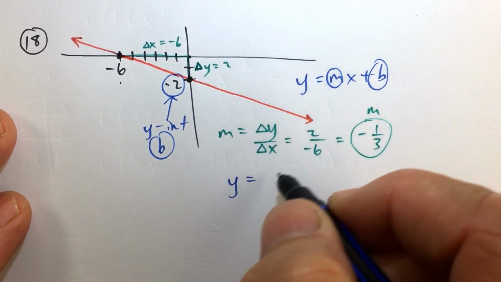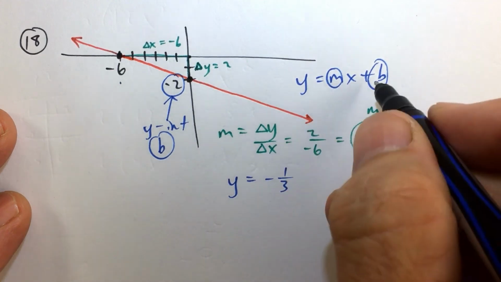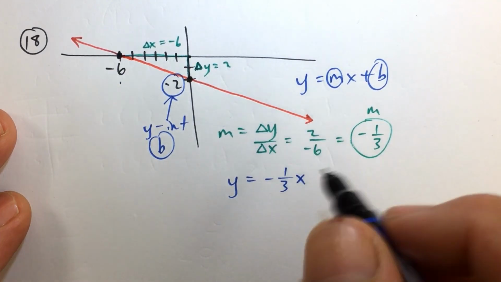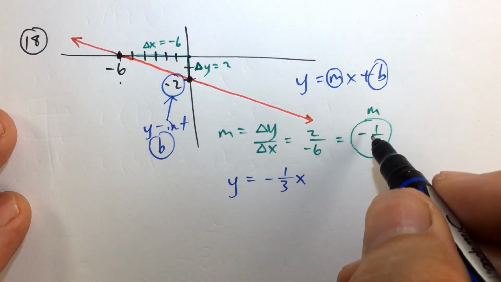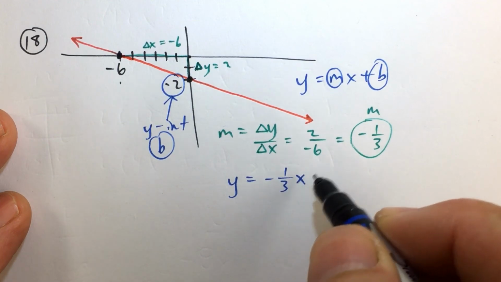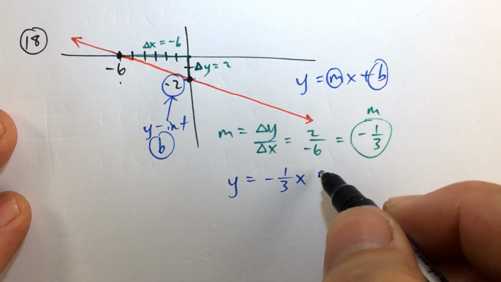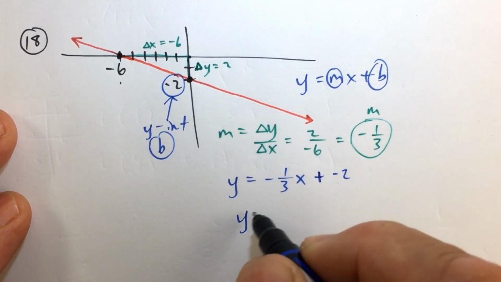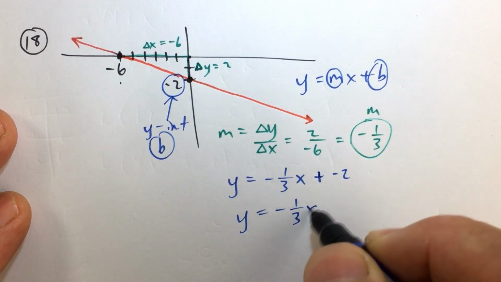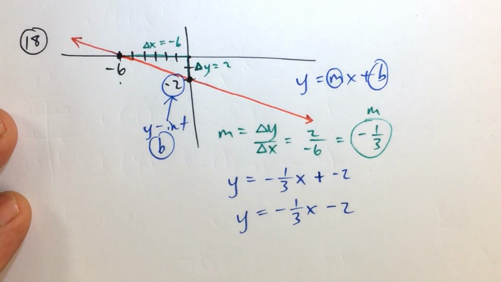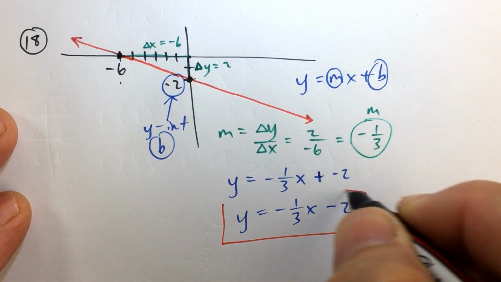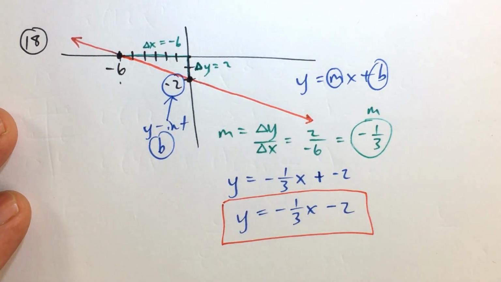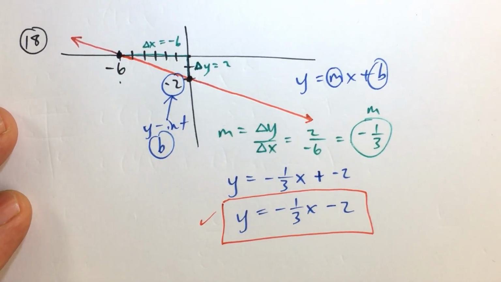So we drop the m into the slope-intercept form of the linear equation, and we place the negative 1/3 in front of the x, so that's the coefficient of the x, plus negative 2. We don't like to write plus negative 2, so let's clean that up a little bit. Plus negative 2 really means minus 2, and so it looks a little cleaner when we write it like that, but either way is fine. I would actually prefer it like this because it is, like I said, cleaner. So there's your slope-intercept form of the equation of that line.